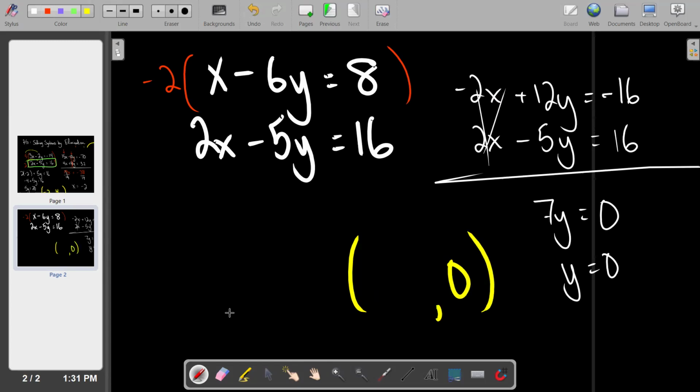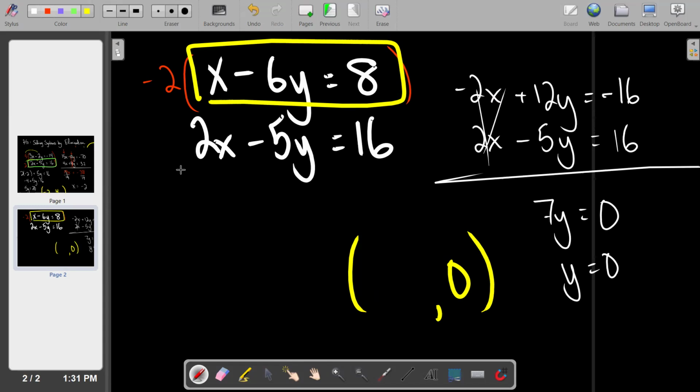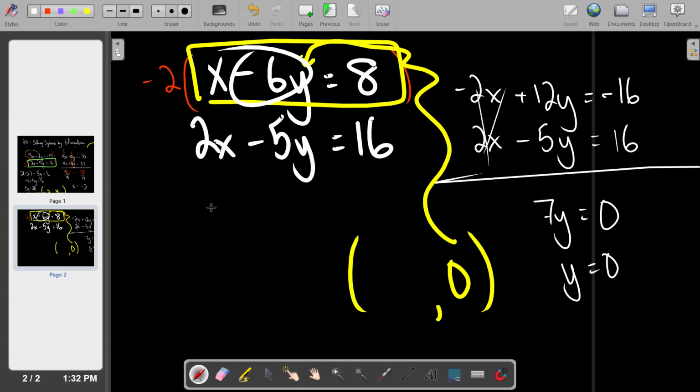And where does the 0 go? Yes. And I would personally choose this top equation because X is already there, I don't have to divide. So if you put 0, follow the yellow arrow, whoop, whoop, right there. Boom. Top equation. What is 6 times 0? So it literally solves itself. X equals 8. Done.